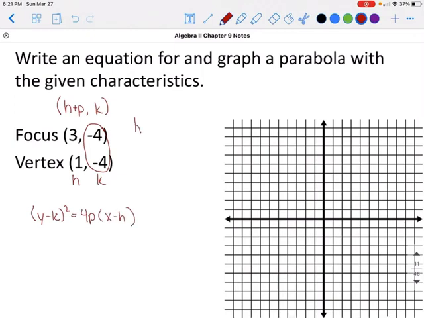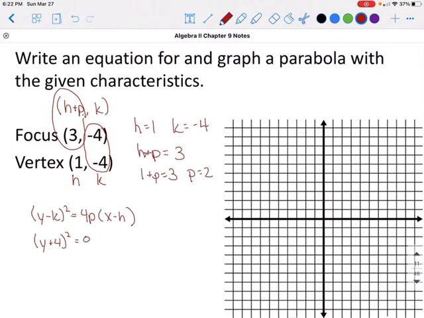Now we do know that h is equal to 1, k is equal to negative 4, and we know that h plus p is equal to 3. So 1 plus p is equal to 3, or p is equal to 2. Now we can just take our information and plug it into our equation. So we know that we have y minus k, when you put that in, remember change the sign, is equal to 4 times p. 4 times 2 gives us 8, and then x minus 1.